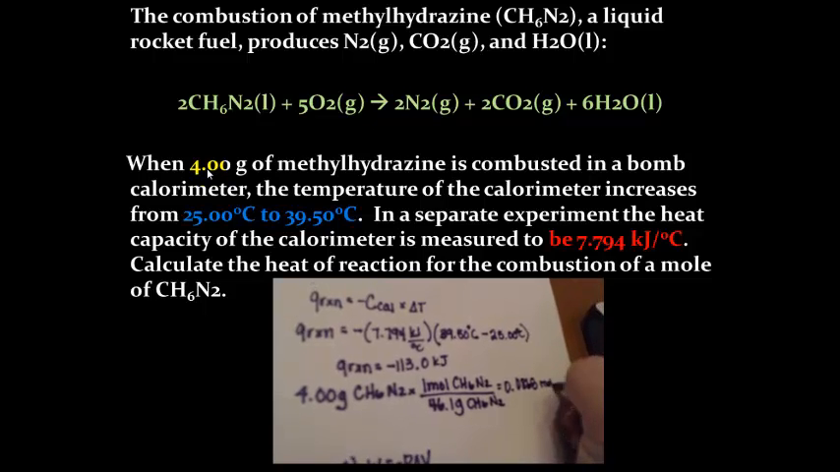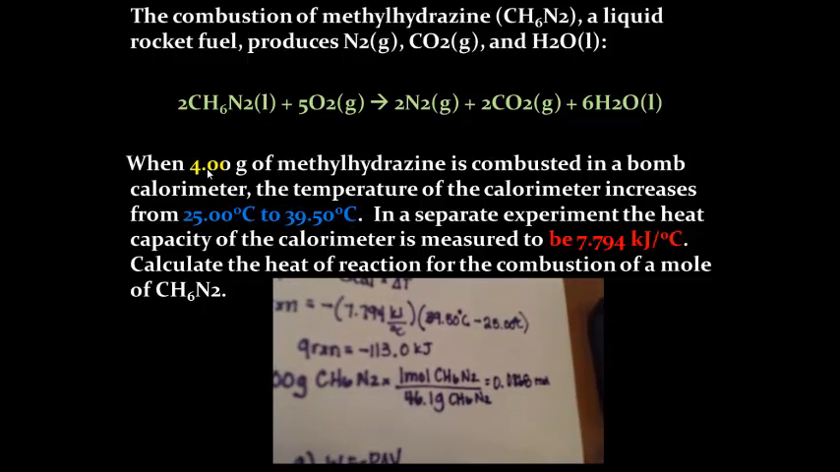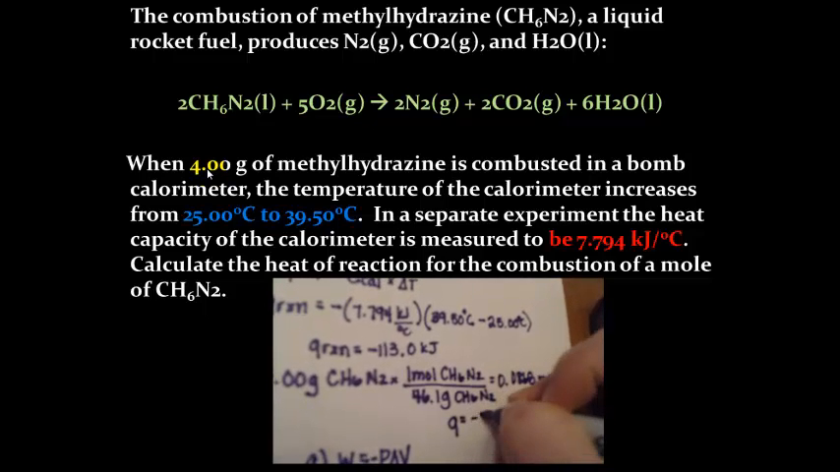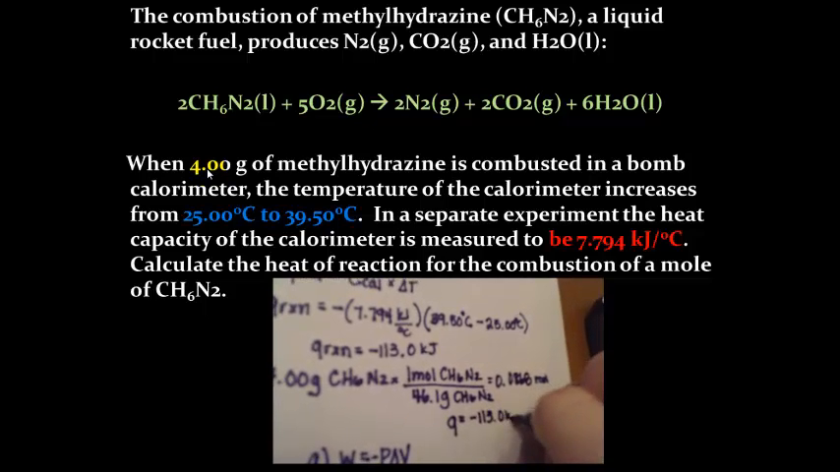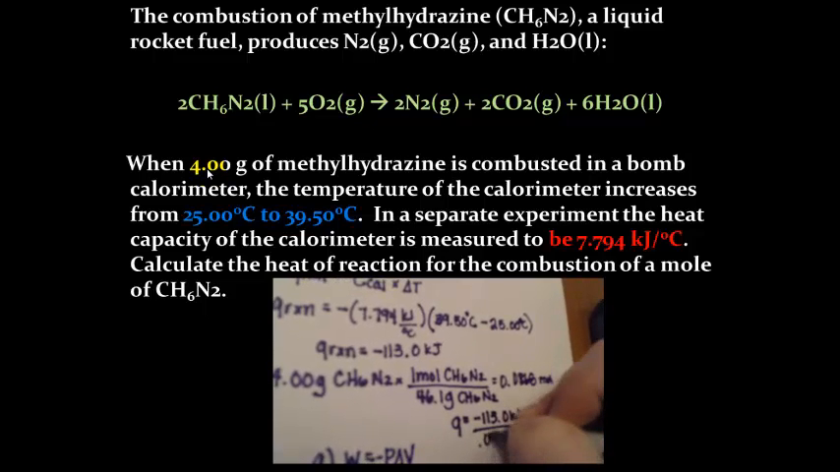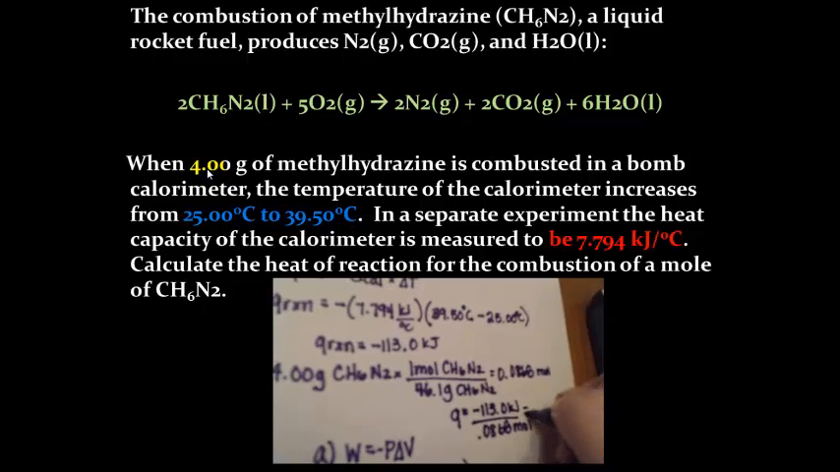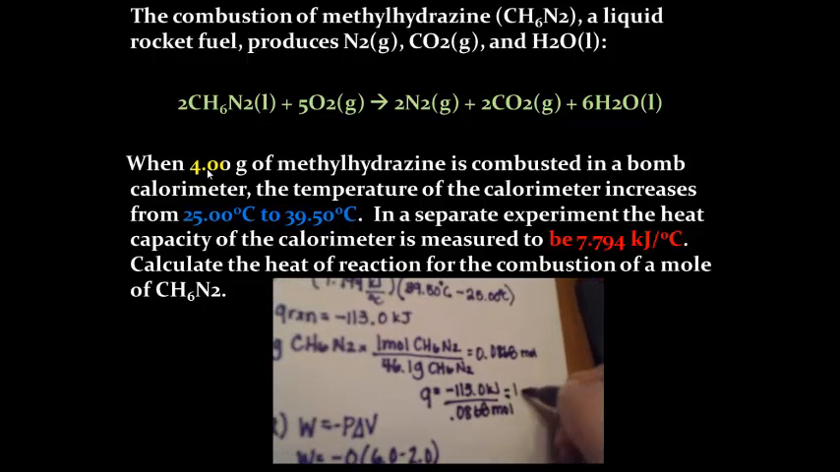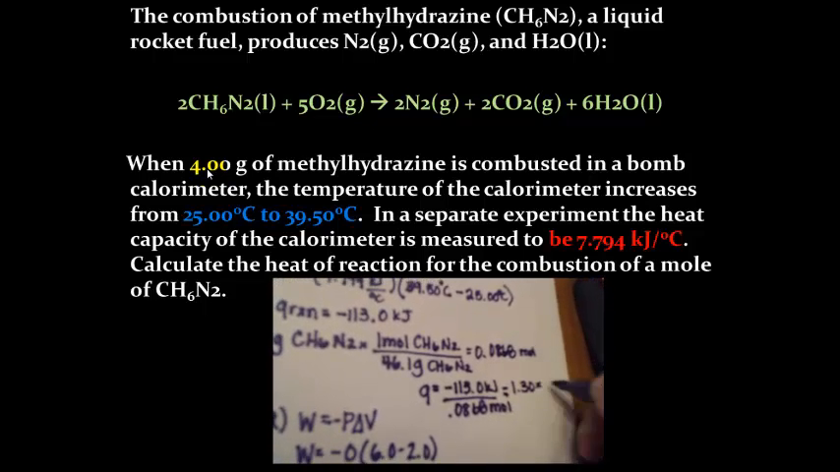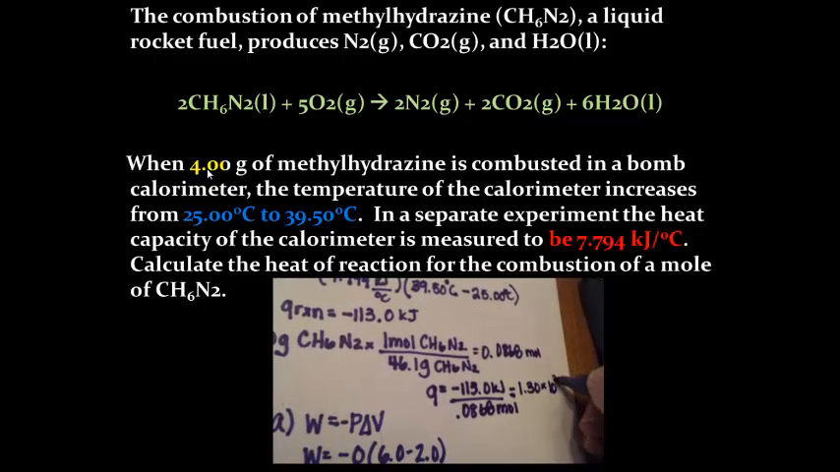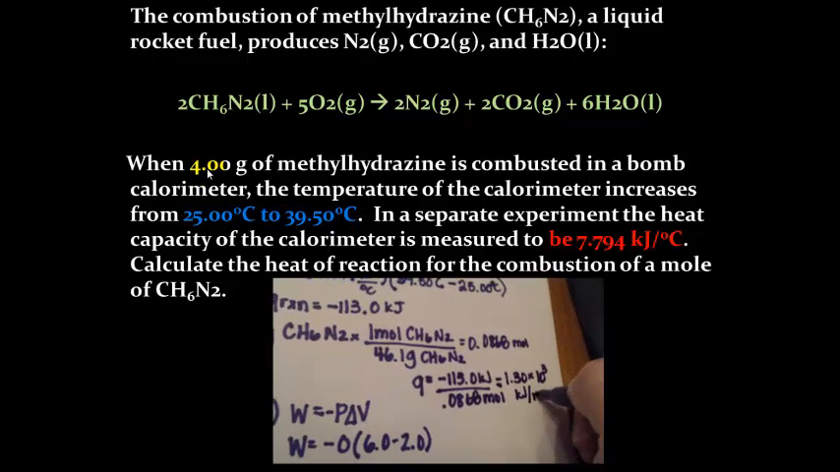And so we get 0.0868 moles. And so now we need to just take kilojoules and divide it by moles to find kilojoules per mole. So negative 113 kilojoules divided by 0.0868 moles gives us a Q, or a heat of reaction, of negative 1.3 times 10 to the third kilojoules per mole.